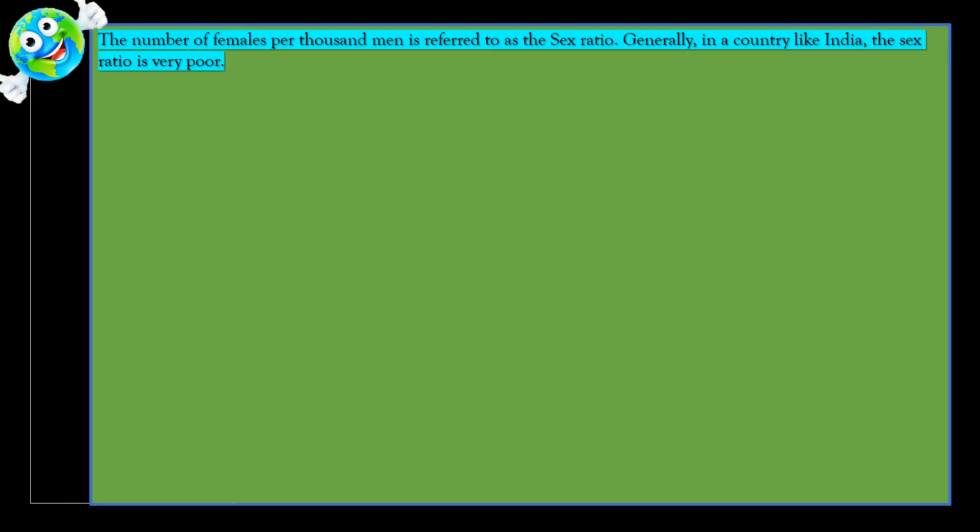Now, how will we increase our sex ratio? We've already seen what sex ratio means. It means the number of females per 1,000 men. Generally, in a country like India, the sex ratio is very poor. So what can we do to improve the sex ratio?